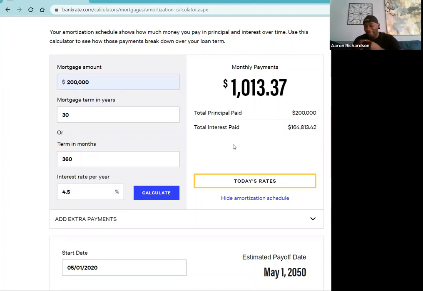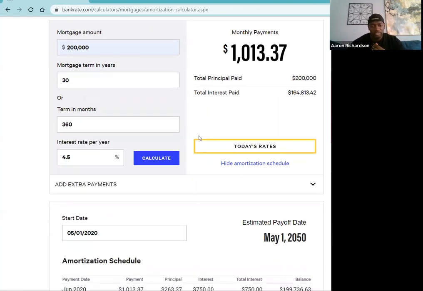I like looking at this because it gives us an idea of the overall amount that the borrower will be paying over the life of the loan. At the end of 30 years, the person would have paid $200,000, which is the loan amount. In addition to that, they would have paid $164,813.42 in interest, just in interest. This is how the banks make their money, by charging the interest rate. In total, they would have made a total payment at the end of 30 years of $364,813.42.